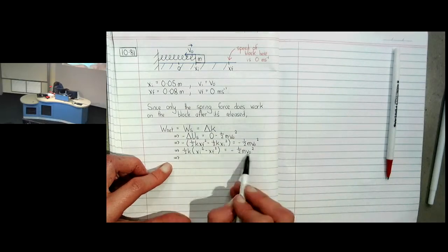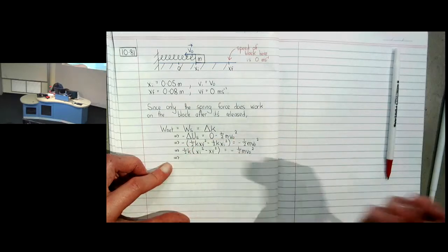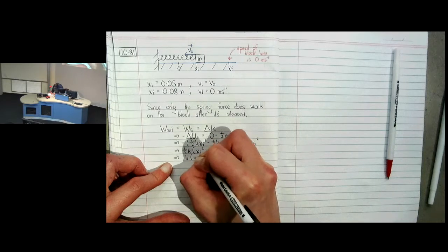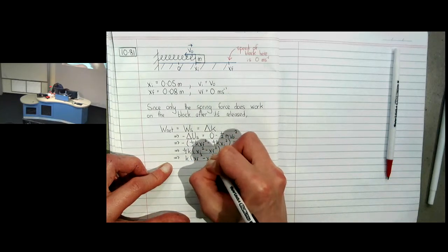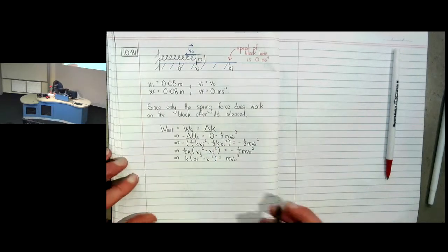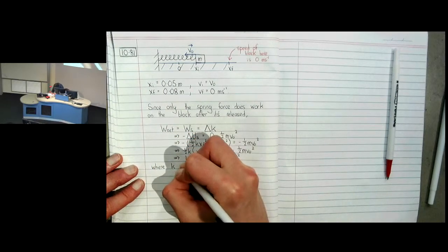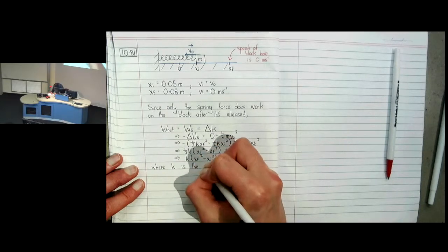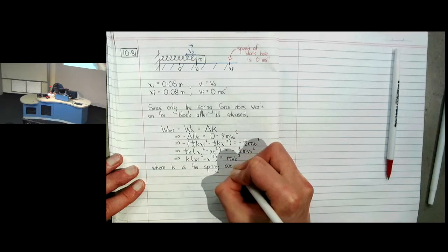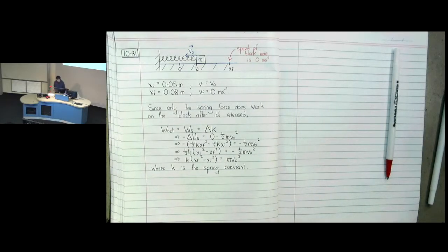And here we see that both sides of this equation have a common factor of a half, and we can also cancel out minus signs again. So this is going to be given by k, x_f squared minus x_i squared, is equal to m V_0 squared. And perhaps we should note that k is the spring constant, which unfortunately we don't know.